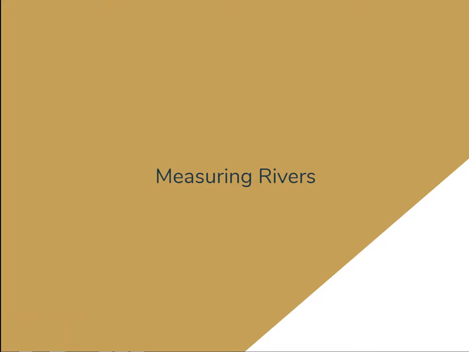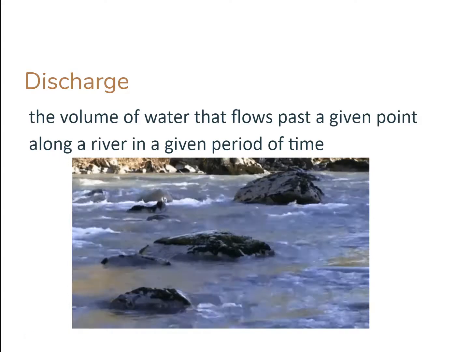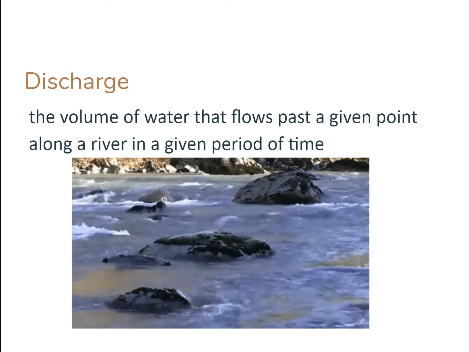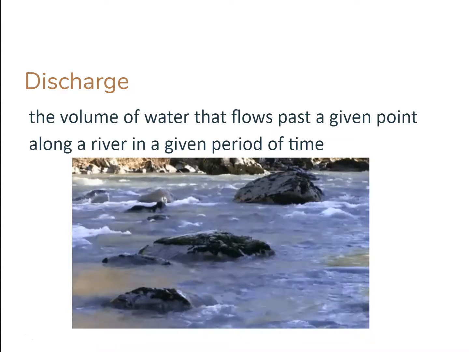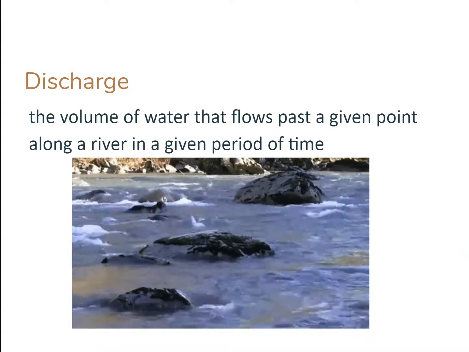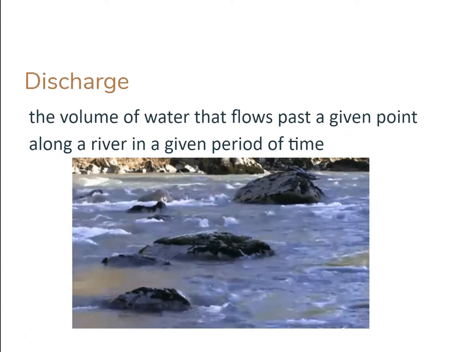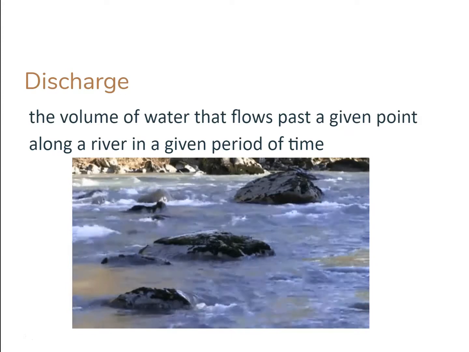One of the big things we're going to need to be able to do is to measure the amount of water that's in a river. And so, in order to do that, we're going to use this term called discharge. And I'm going to give you a definition in two different ways here. So, definition number one, discharge is the volume of water that flows past a given point along a river in a given period of time.